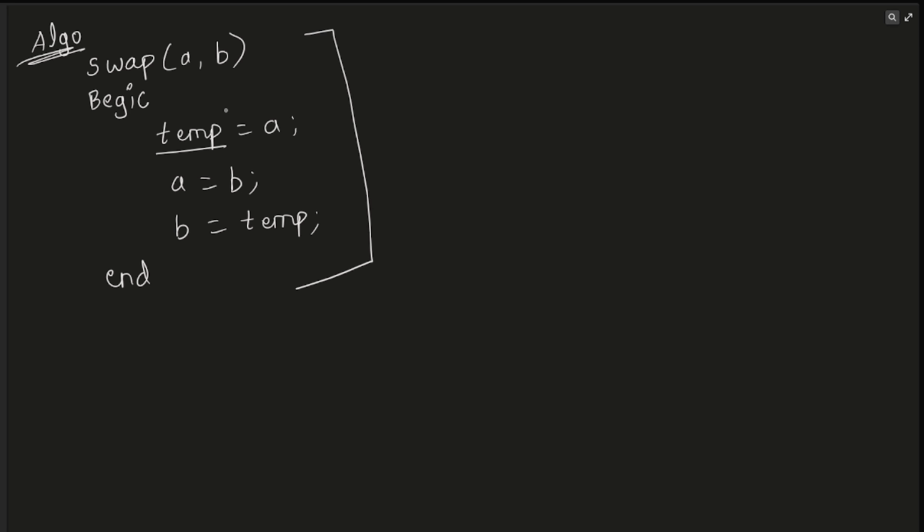Can we do it without using a third variable? This is just an extra thing. This is not related to analyzing an algorithm. I'm just telling for your knowledge purpose. Let's take, we have A as 10. I'll just take the same example, B as 20.